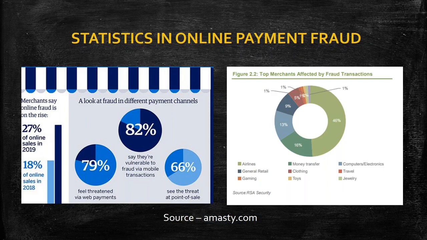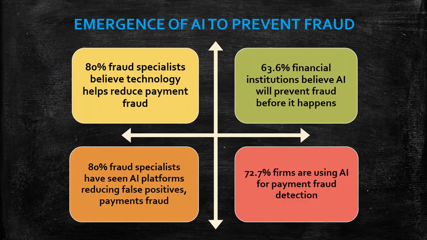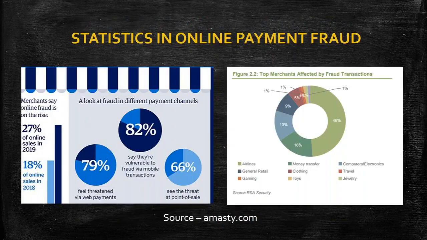The top merchants affected by fraud are in airlines and jewelry. The second is money transfer through mobiles and online payments. 46% includes airlines and jewelry. Is this online payment? Yes, airline tickets you book online. Jewelry, maybe that is included in online. Need to think before buying.